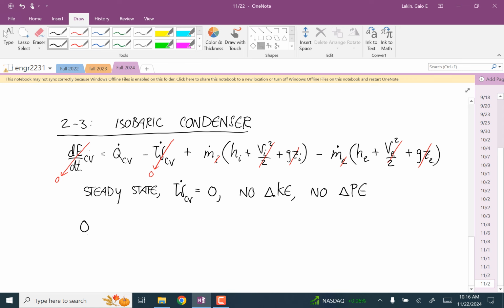And so we get that Q_CV dot is equal to, now notice I'm just doing the algebra here. Just spot what I'm doing. Our Q_CV, I'm switching sides, you can think of. So our Q_CV is equal to m dot times, this time, h_e minus h_i.